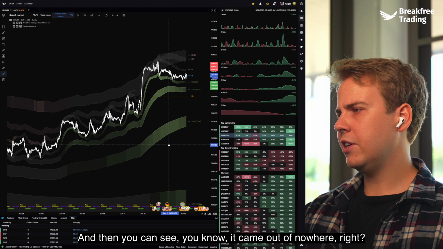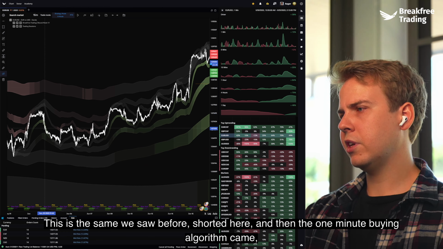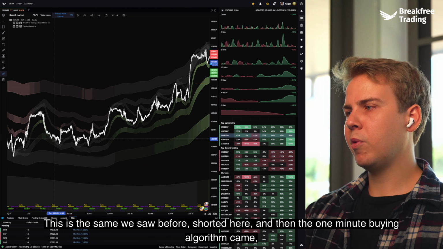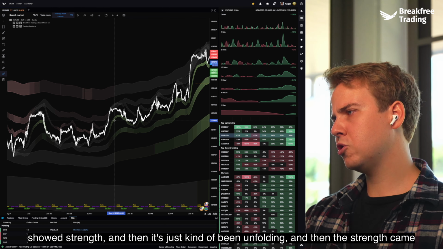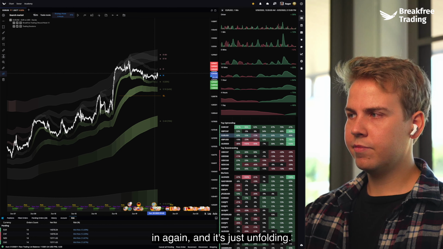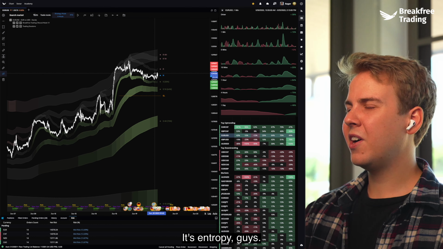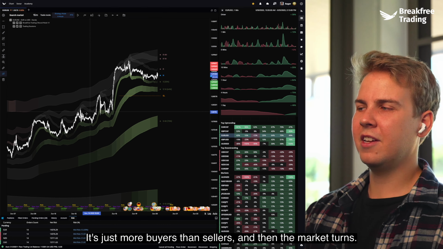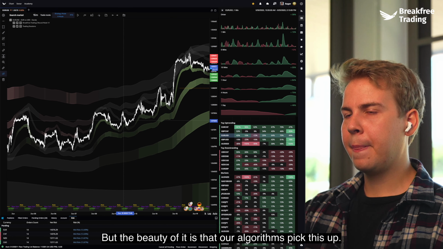And then you can see, it came out of nowhere, right? This is the same we saw before, shorted here, and then the 1 minute buying algorithm came, showed strength, and then it's just kind of been unfolding, and then the strength came in again, and it's just unfolding. It's just simple dynamics. It's entropy, guys. It's very simple. It's just more buyers than sellers, and then the market turns. But the beauty of it is that our algorithms pick this up.